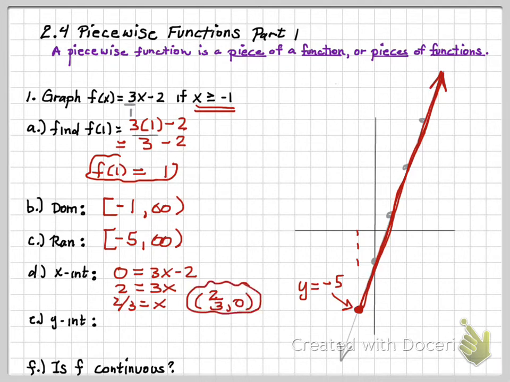Now our y-intercept is where our graph crosses the y-axis, and that's easy for this problem. We did that at the very beginning of this problem. It's actually in the equation, -2. So we want (0, -2) for our y-intercept.